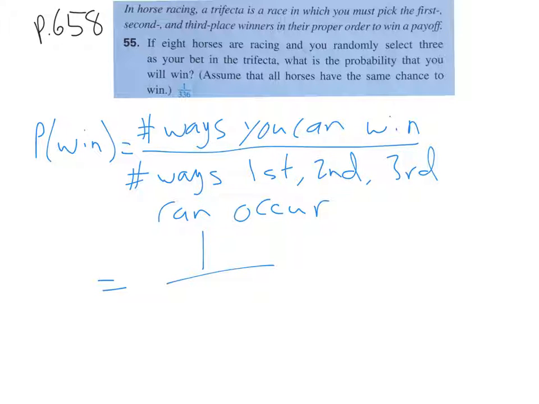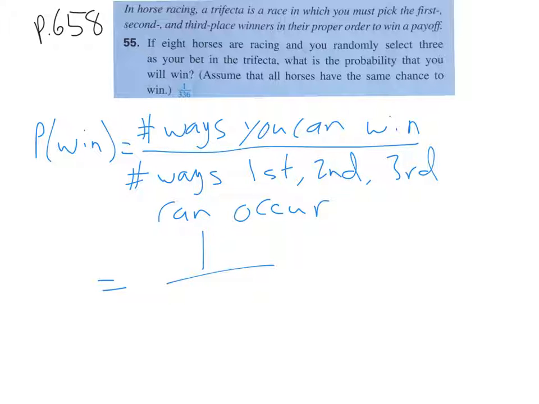Because think about it, you're picking one trifecta. You're picking 3 horses, and you're picking the order that they come in, and that either happens or it doesn't. So you're not making multiple bets here, right? It just says you pick 3 and you bet. So there's one way you can win.